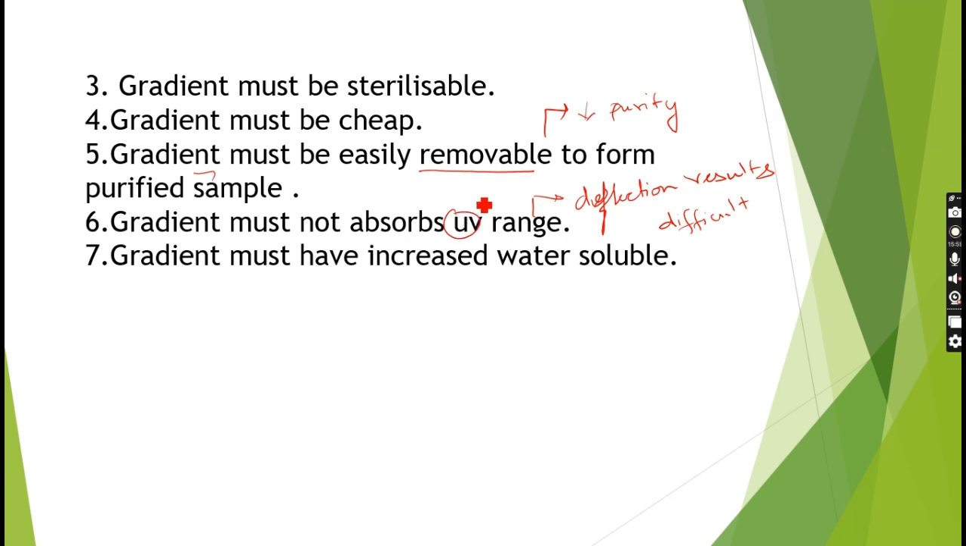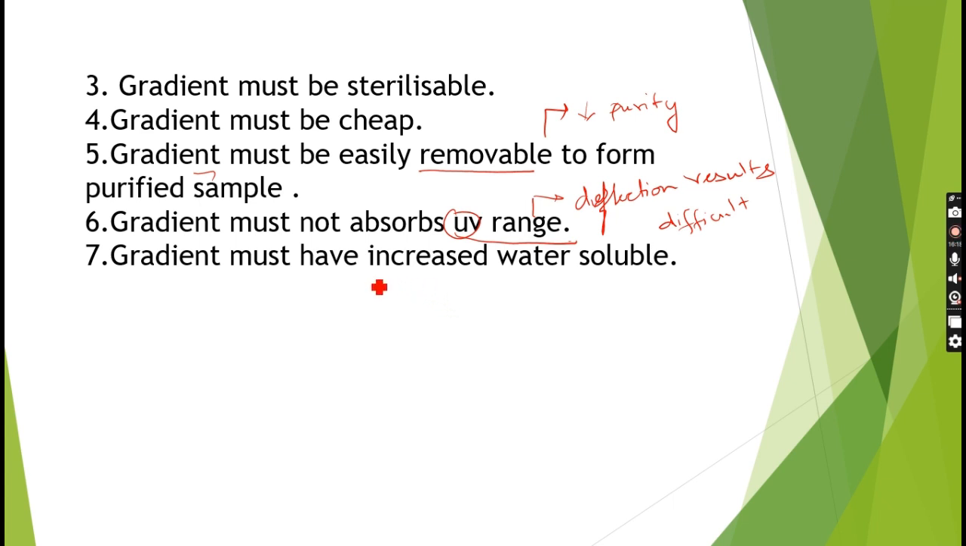A glucose has a different UV range. If a gradient affects the UV range, it will cause confusion whether it is a protein or a glucose. Like that, confusion will be possible. It must be avoided, so a UV-absorbing gradient will not be used.